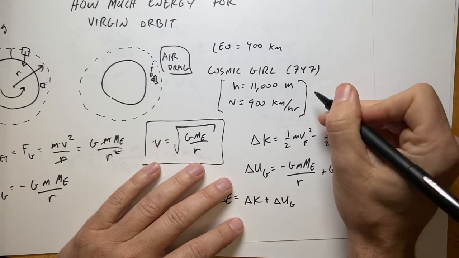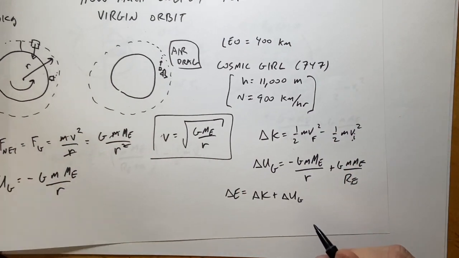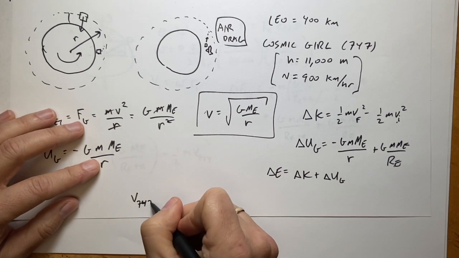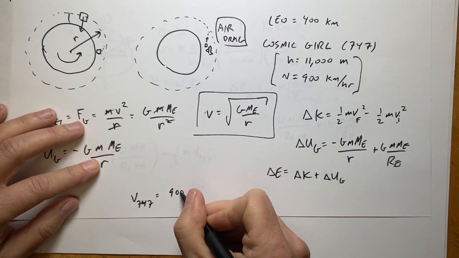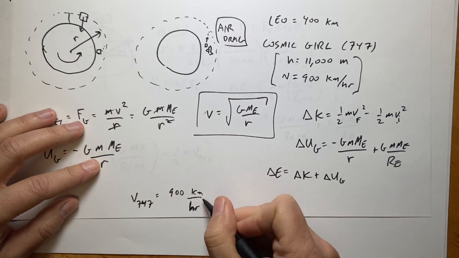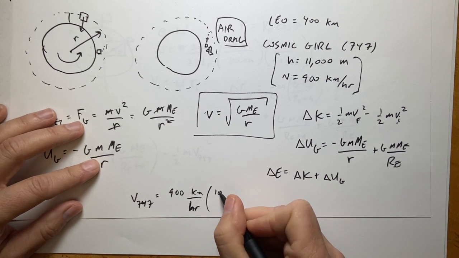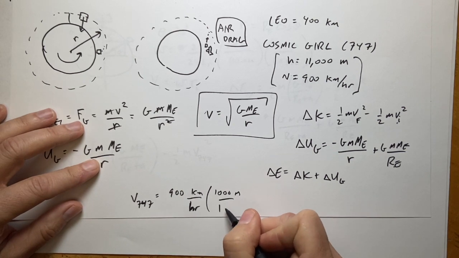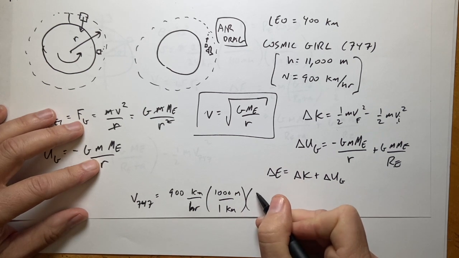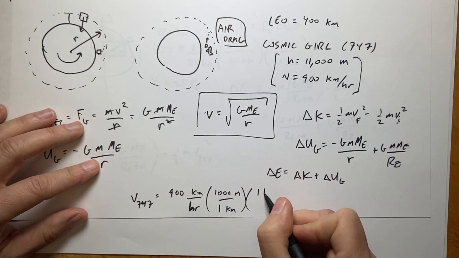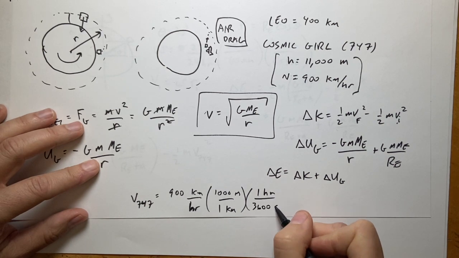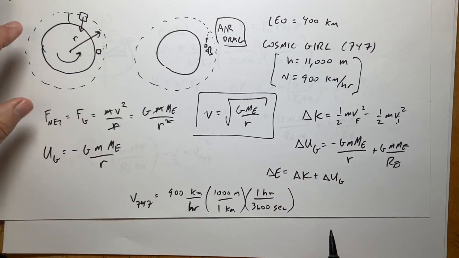Let's just do that. So let's write it down here: V 747 is going to be 900 kilometers per hour. That's per hour. And then I can say there are 1,000 meters in 1 kilometer. And then I can say in 1 hour, it's 3,600 seconds, which is 60 times 60. Okay, so I can do that.